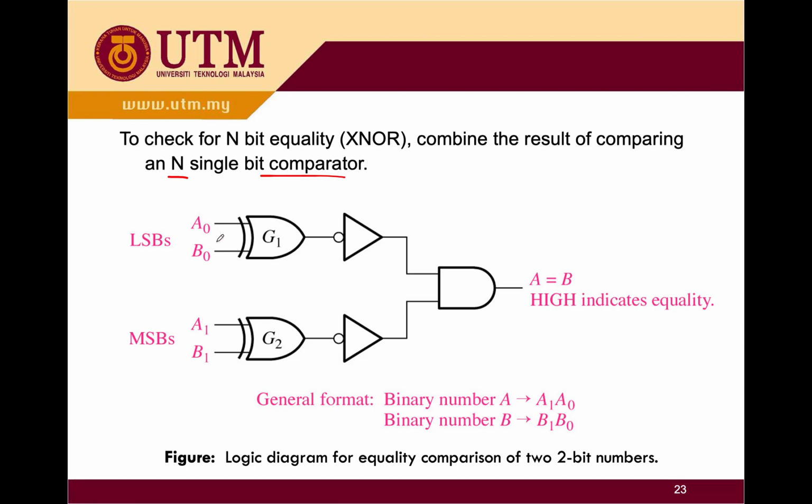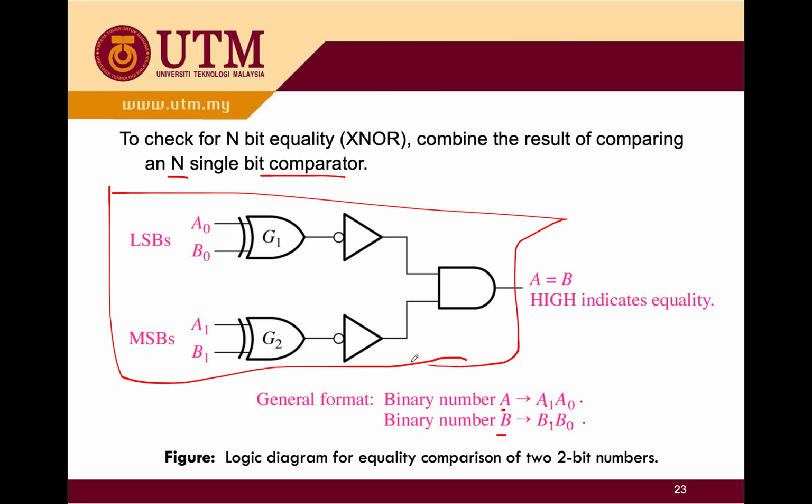So if you have A and B, and the digits are A1 A0 and B1 B0, you can see that this is the circuit for a comparator. You can see A0 B0 over here, and then this one is A1 B1, this is the MSB and this is the LSB, and you will get A equal to B if the output is high, which indicates equality.